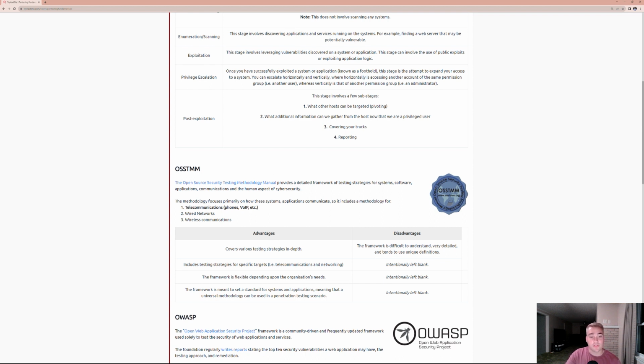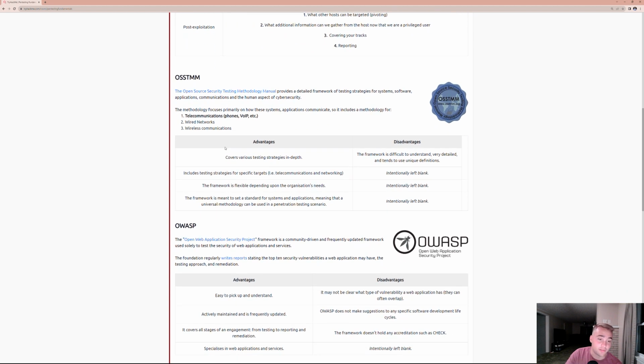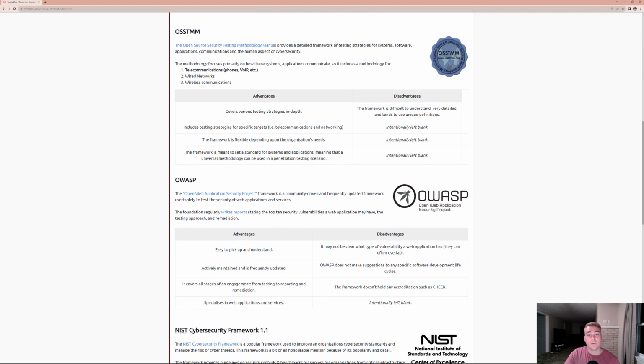So the OSSTMM, which is the Open Source Security Testing Methodology Manual, provides a detailed framework of testing strategies for systems, software, applications, communications, and the human aspect of cybersecurity. The methodology focuses primarily on how these systems and applications communicate, so that includes a methodology for telecommunications, wired networks, and wireless communications. The advantage is that it covers various testing strategies in depth.